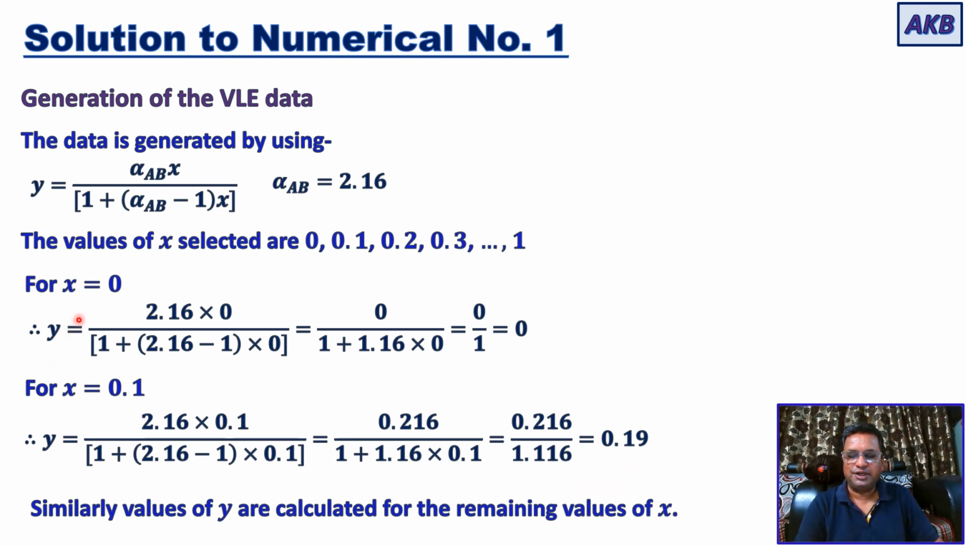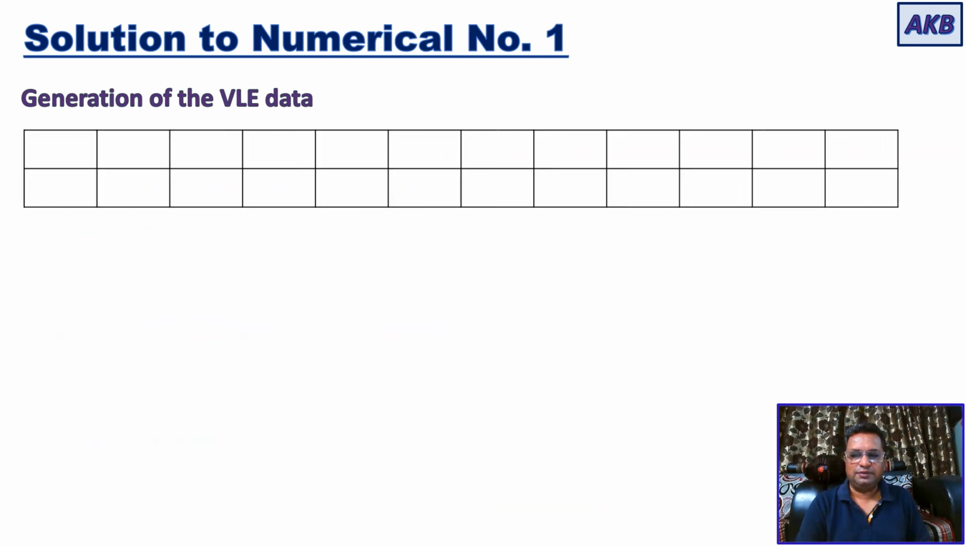So I have shown it for the first two values, x is equal to 0 and x is equal to 0.1. The next values of x will be 0.2, 0.3, then 0.4, and so on till x is equal to 1. So I'm directly showing you the values that I get for y.